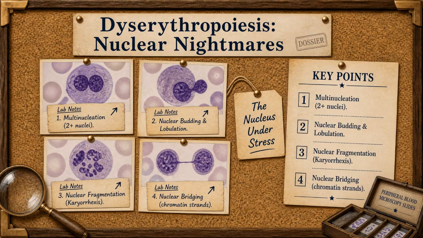Nuclear lobulation is another common finding. Instead of a smooth, round nucleus, you'll see indentations or divisions, giving the nucleus a lobed appearance. This is similar to what we see in granulocytes, but it's abnormal for erythroid precursors. Nuclear fragmentation refers to the breakup of the nucleus into smaller pieces within the cytoplasm. This is a more severe form of nuclear disorganization and indicates significant cellular distress.